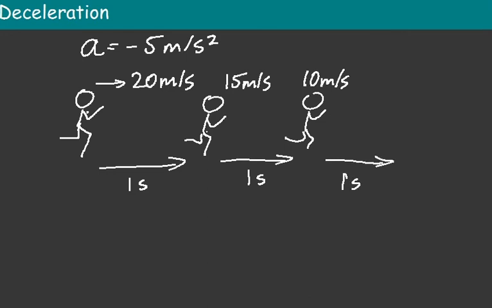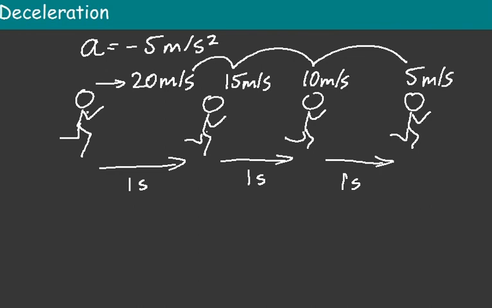So another second later their velocity is going to be down to 5 meters per second. You can see every single second it's reducing by 5 meters per second. So when we deal with decelerations, we use them as negative accelerations, and it just means the velocity will decrease by a particular amount each second. And remember, if you see the word deceleration or retardation, we use that in equations as negative accelerations.